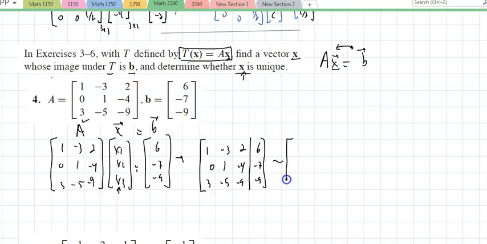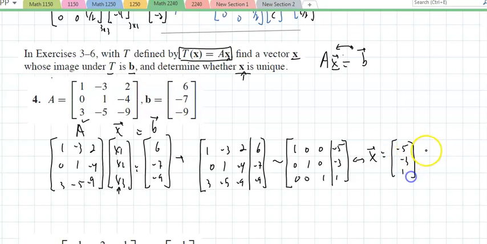Well, yeah, we'd use Gaussian elimination, and what I got on number 4 was 1, 0, 0, negative 5. I got a 0, 1, 0, negative 3, and I got a 0, 0, 1, and a 1. What does that mean? That tells me that X is actually negative 5, negative 3, and 1, and this is a unique solution.